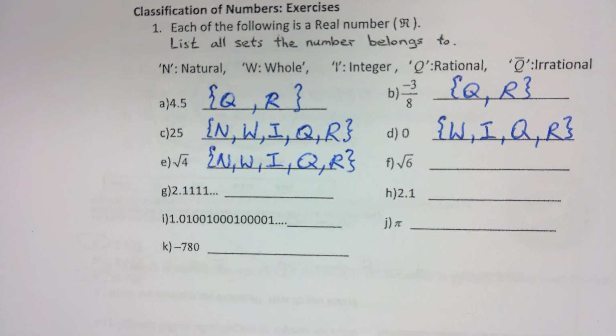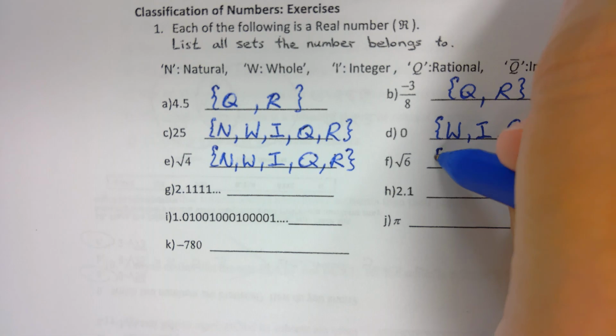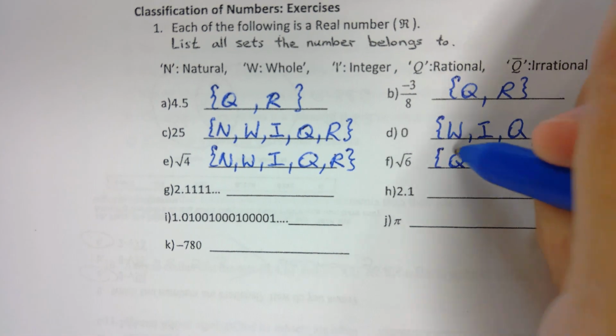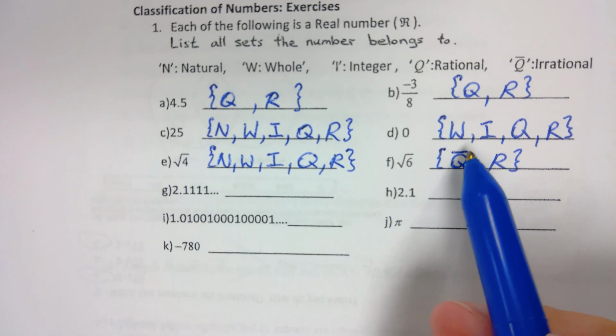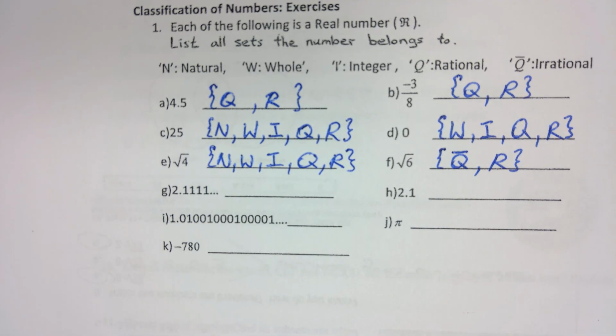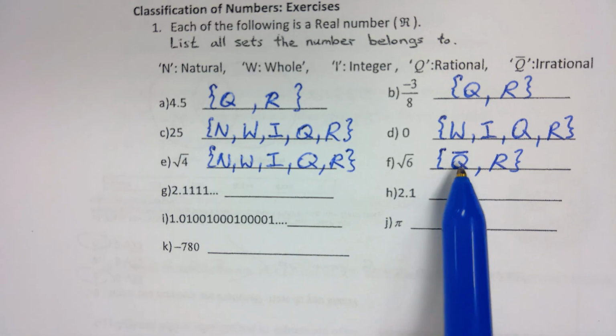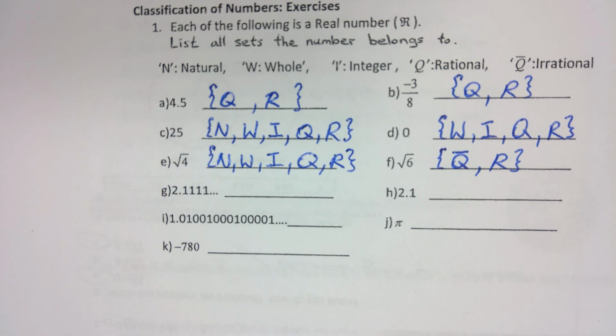Okay, but what about root 6? Sophia? Irrational and real. So for irrational, we use a Q and a line above to show it's irrational. So out of all the 26 letters in the alphabet, they decide to use a Q and a line above. All right.